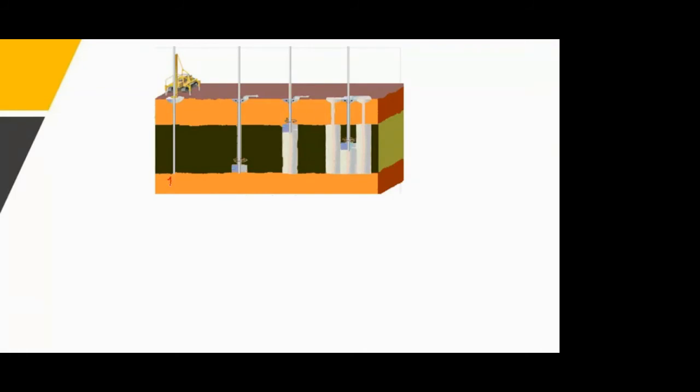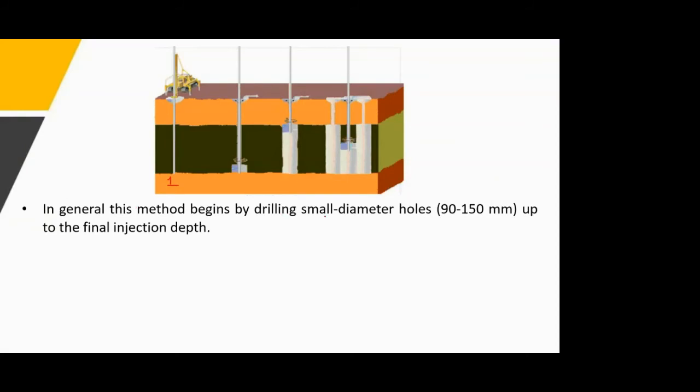So the first step is you do the drilling. You start by drilling a small diameter hole, generally 90 to 150 mm in diameter, and it is drilled up to the final injection depth. As I told you, this method can be very depth specific, suppose I want to only stabilize this much depth of the ground.